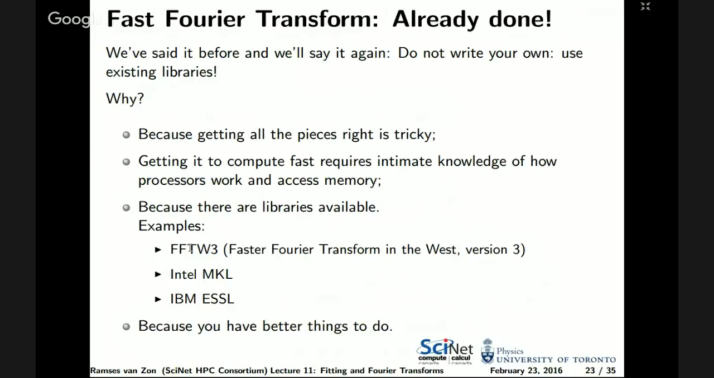Okay, so we're using libraries not to have to do the shuffling, not to have to know how to do this well, how to not overload the memory subsystem of your machine. You don't want to know about these things, right? You want to do a fast Fourier transform, use a library. GSL has one too. It's a bit on the slow side, so we just go to what people tend to use, which is FFTW.